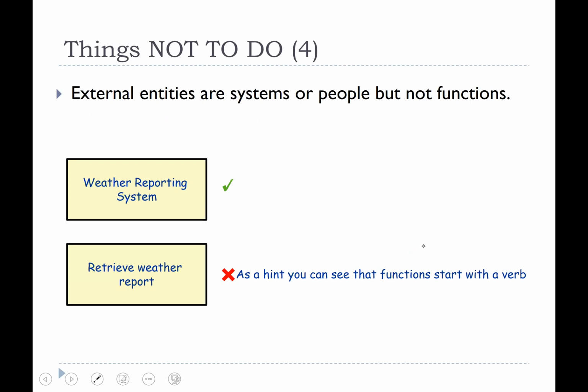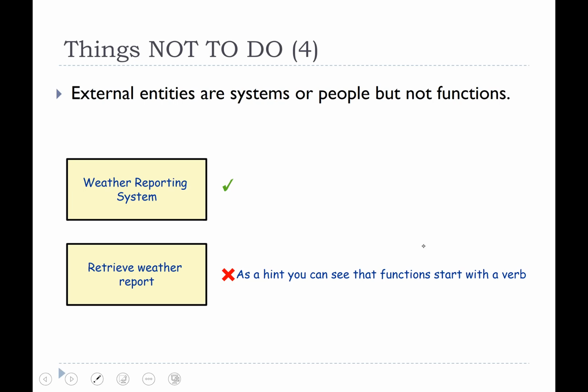All right, so another mistake is that our system, the middle one, is a thing. And if it's a thing, it's a noun. For example, the weather reporting system, it's a noun. It's not something to do. To do means a verb. So if I write down something like a verb for the system, it could be retrieve weather report. That's a function. Matter of fact, we'll say that's a use case, right?